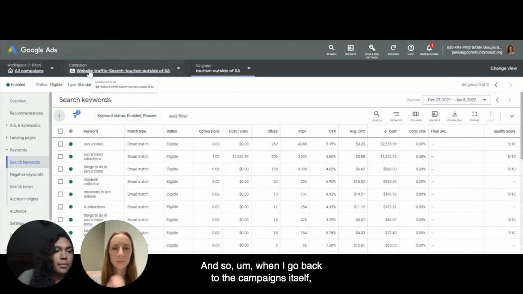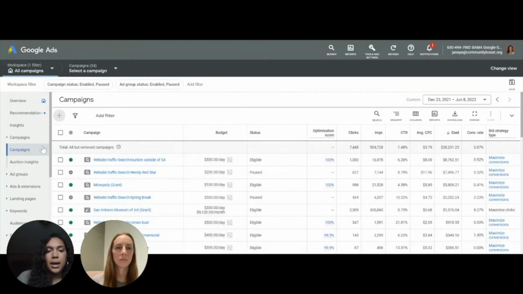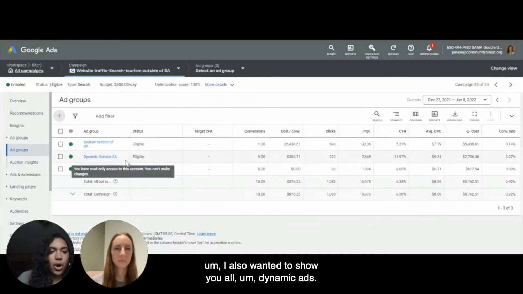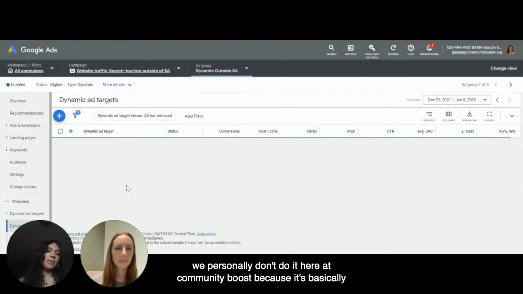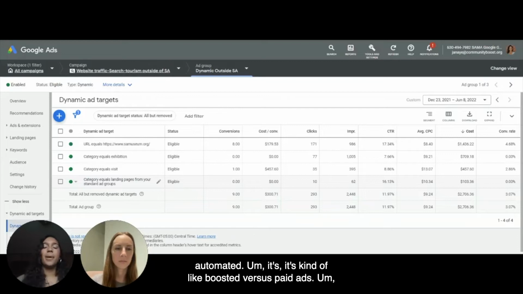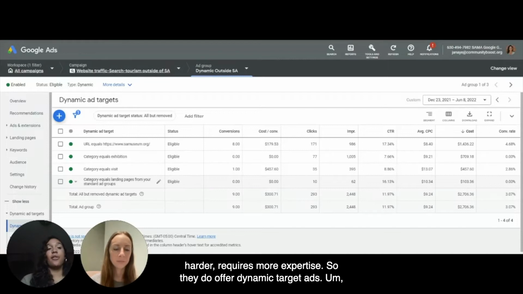And so when I go back to the campaigns itself, I also wanted to show you all dynamic ads. So sometimes organizations do this. We personally don't do it here at Community Boost because it's basically automated. It's kind of like boosted versus paid ads. Google does recognize that actually creating ads from scratch is a little bit harder, requires more expertise. So they do offer dynamic targeted ads.